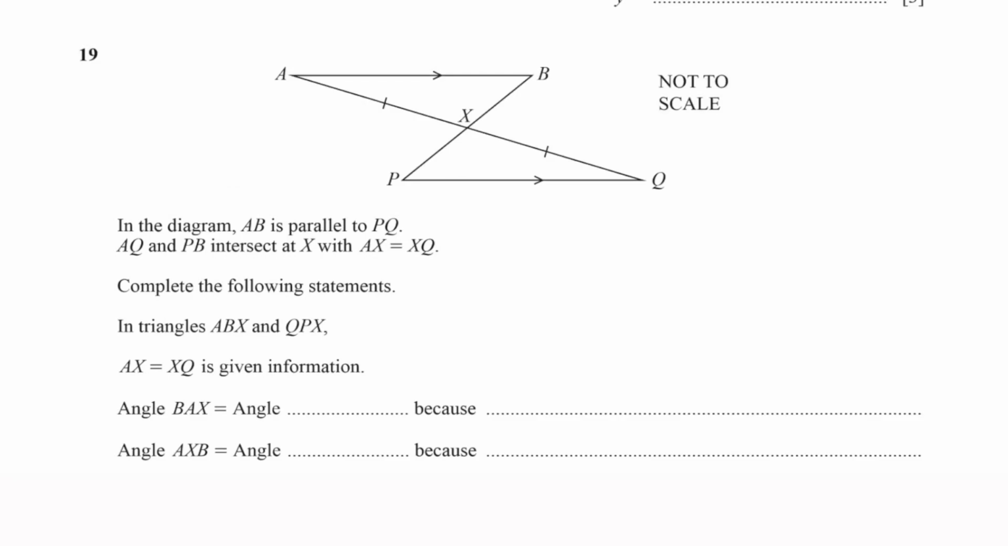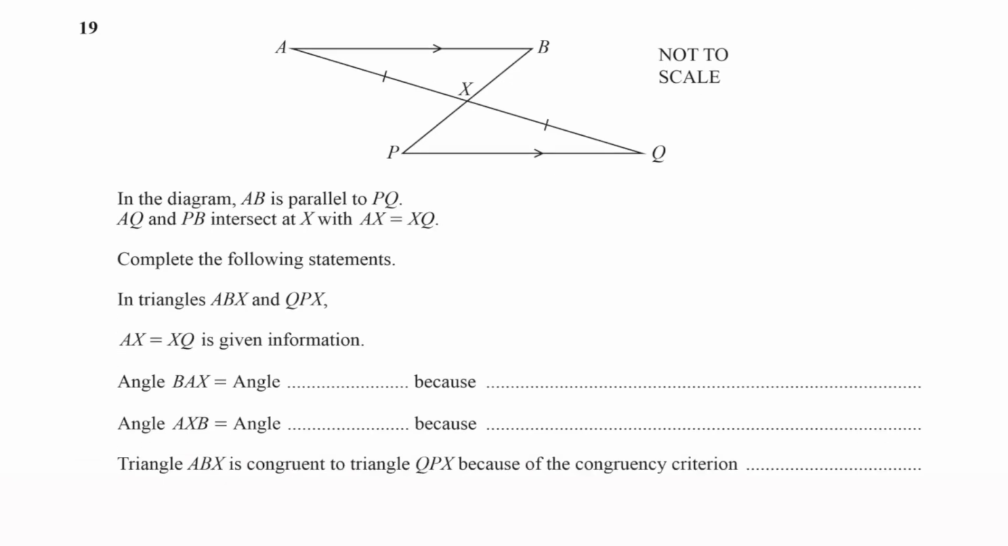Question number 19. In the diagram, AB is parallel to PQ, and AQ and PB intersect at point X, and AX is equal to XQ. Okay, then we have to complete the statement. It's given that triangle ABX and triangle QPX are the two triangles they are comparing, and we have to fill the blanks here. One piece of information is given: AX is equal to XQ.